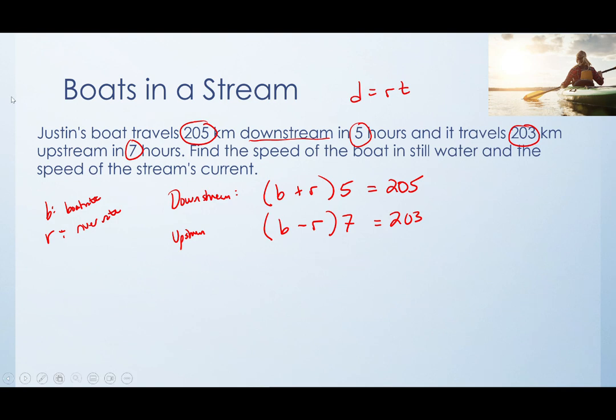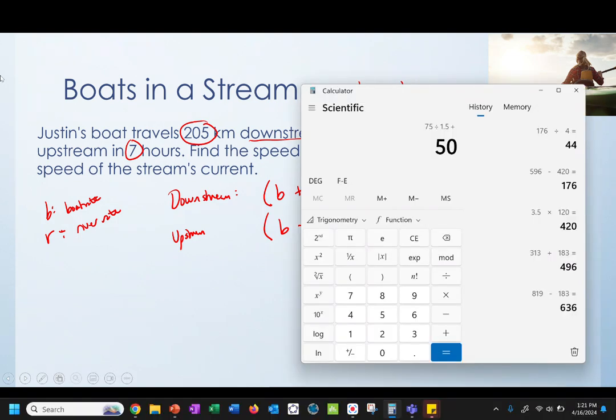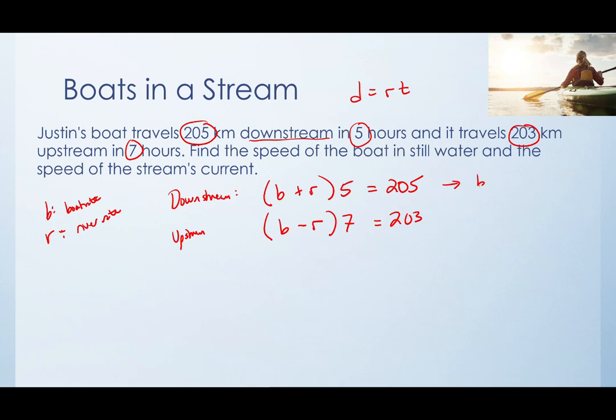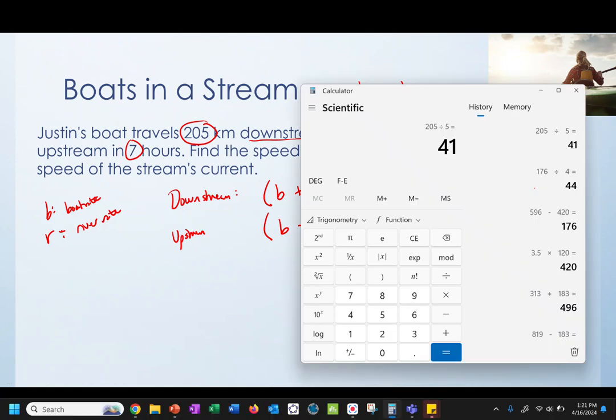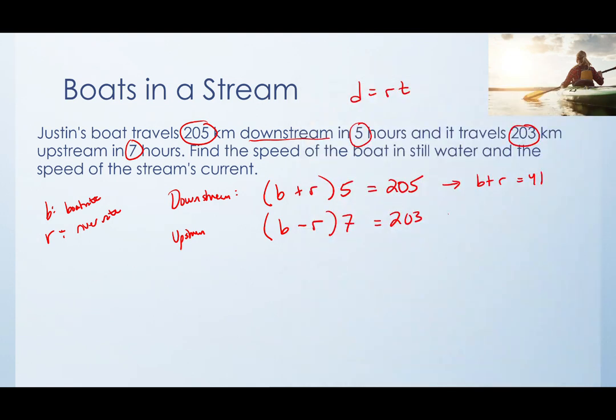It would have been easier to divide at least the first equation by 5. 205 divided by 5 is 41. So we can say b plus r equals 41. Then I want to see if 203 is divisible by 7. It is. 203 over 7 is 29. So for the first equation, let's divide both sides by 5, and for the second equation, let's divide both sides by 7. That's going to save us some work.